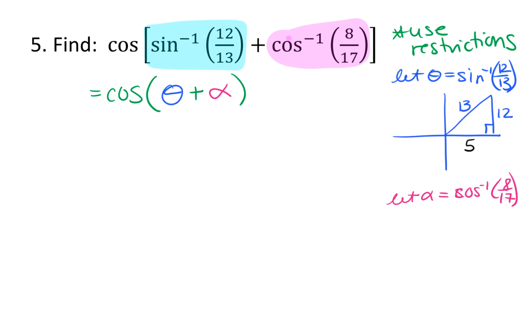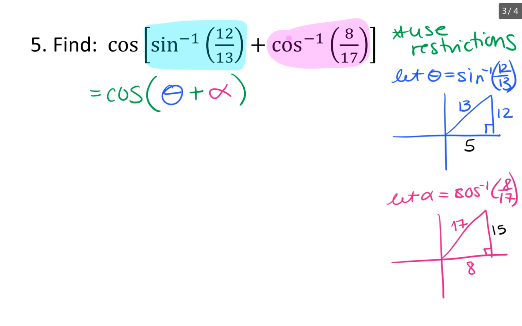We do the same thing for the alpha. We draw our triangle, and again, we're using the restrictions. So we have a quadrant 1 angle, cosine is adjacent over hypotenuse, and we have a Pythagorean triple again. What's the Pythagorean triple that we have here? Perfect. We have a 15 there, 8, 15, 17.